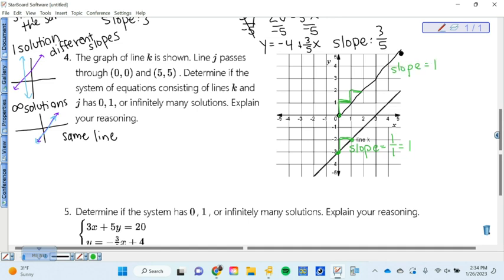So what's it going to be? 0, 1, or infinite solutions? Yeah, why is it 0 and not infinite? Because they're parallel, they're not the same line, right? So yeah, so 0 solutions.